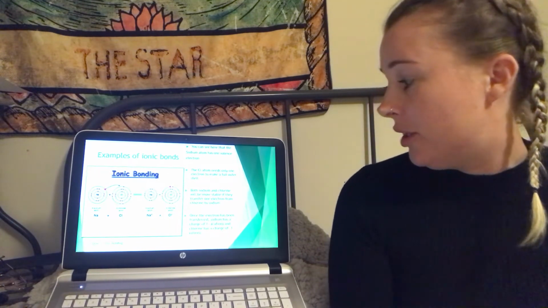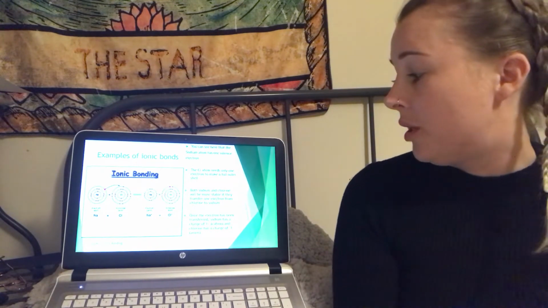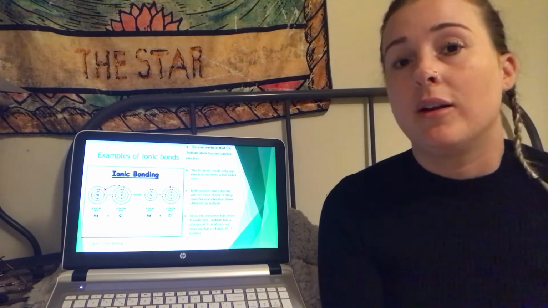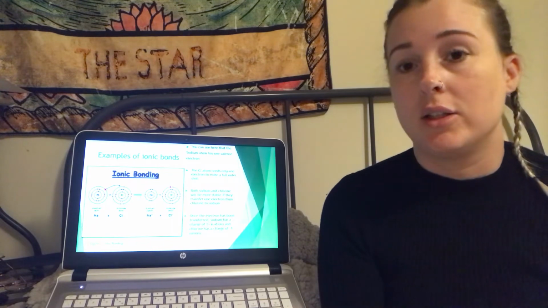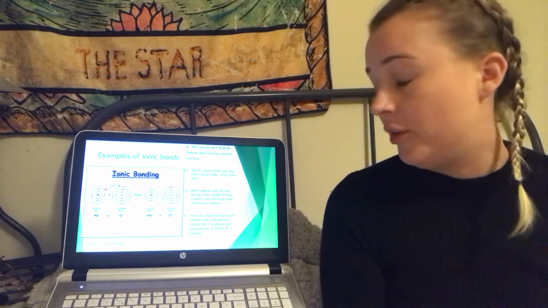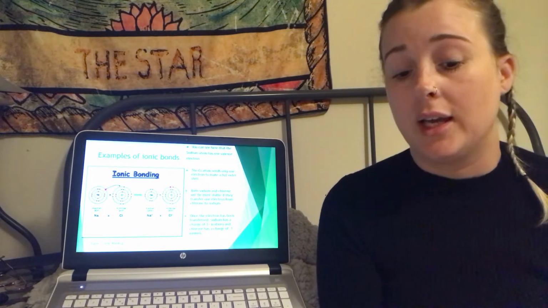And once the electron has been transferred, sodium has a charge of +1, because it's lost 1 electron, and the chloride ion will have a charge of -1 because it's gained 1 electron.